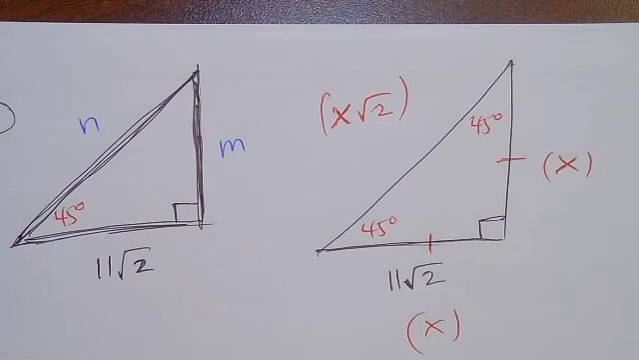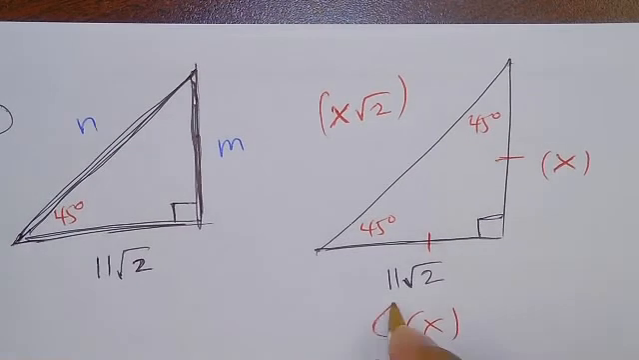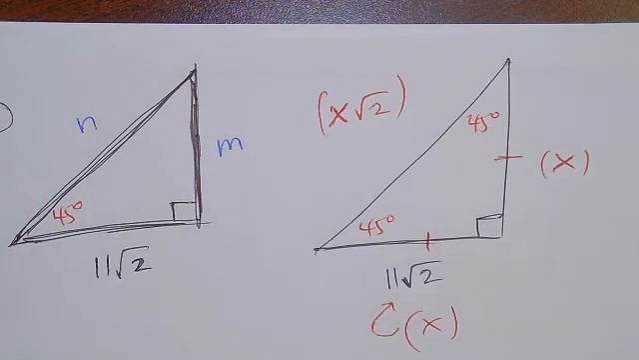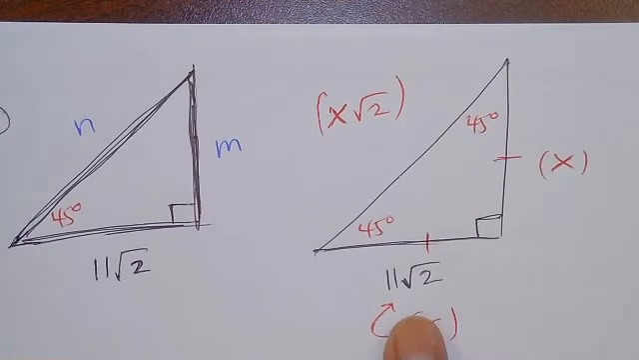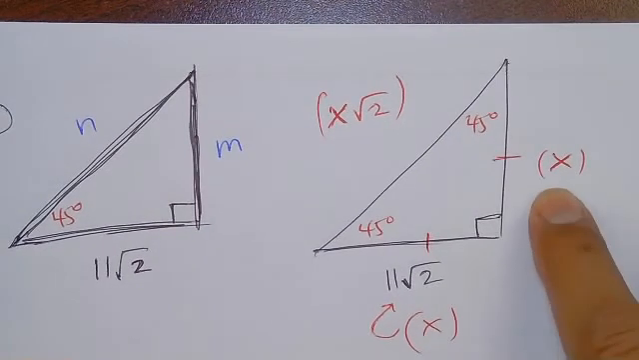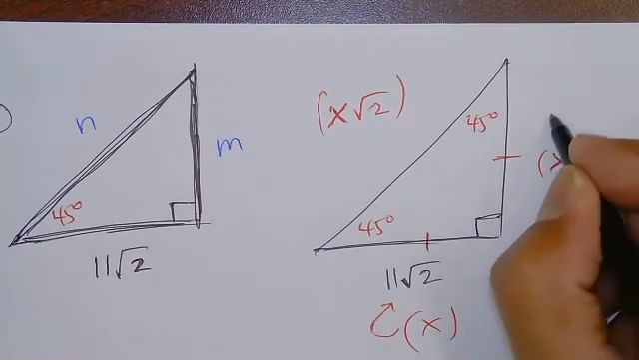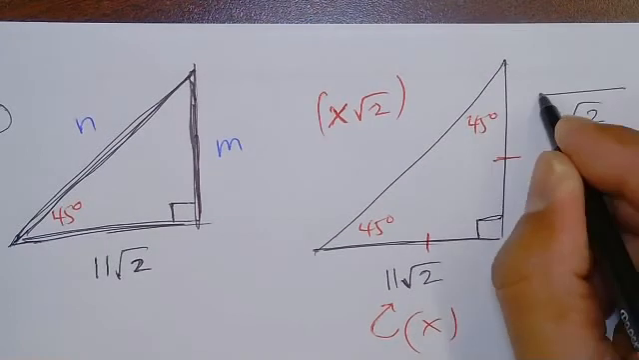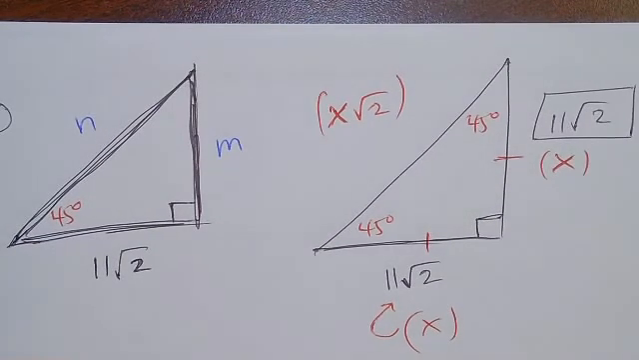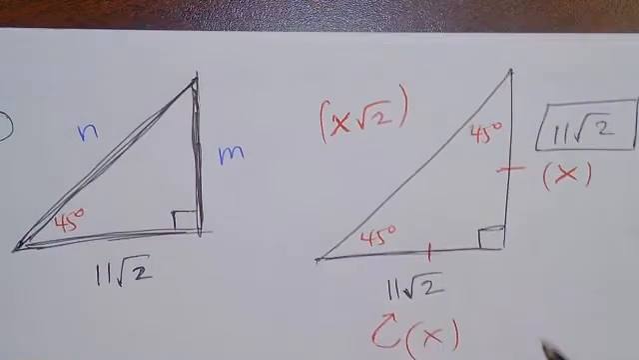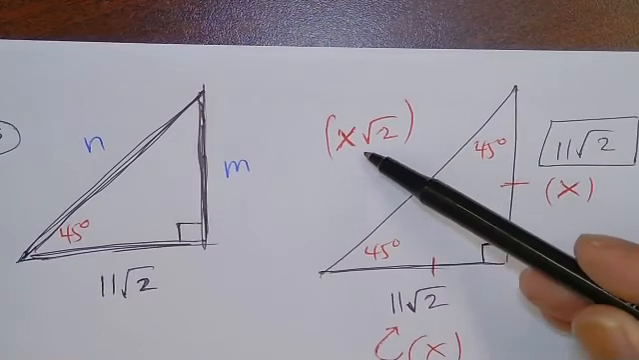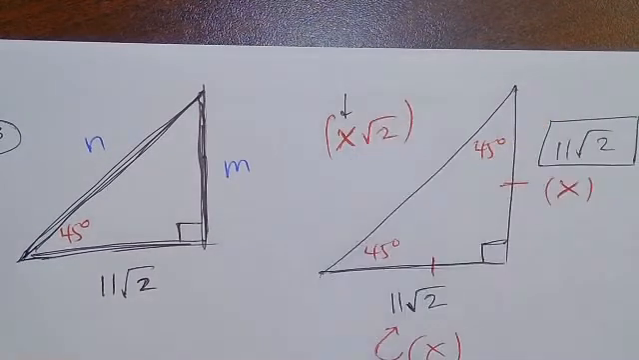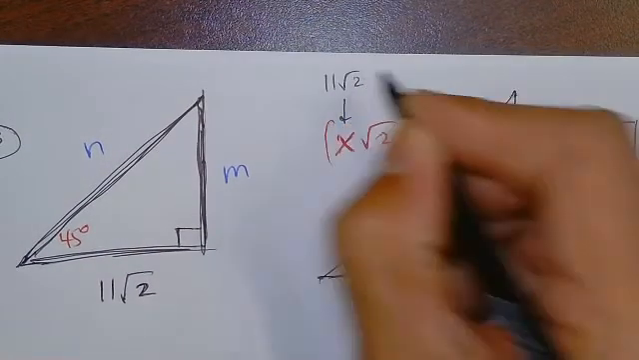Do I know the value of x? Because if you know the value of x, we can find the rest. I do have the value of x. What is x? 11 square root 2. So if this is 11 square root 2, and this says x, what does this one have to be? Also 11 square root 2. And now, what's this one going to be?